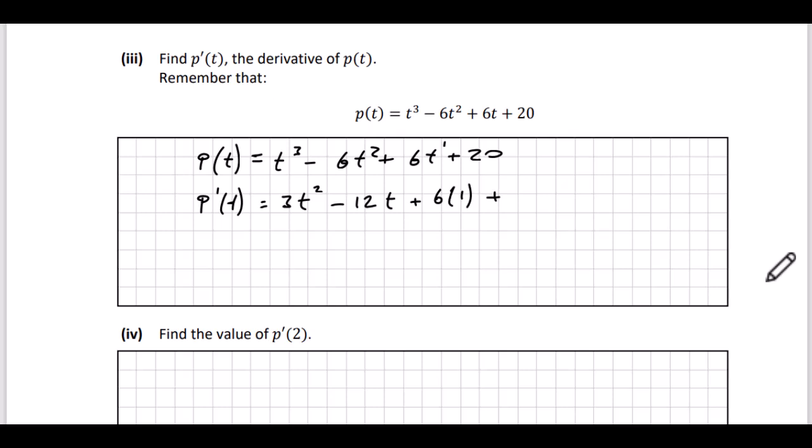Differentiate a constant, you just get 0. So it's 3t squared minus 12t plus 6. That's it for part 1.